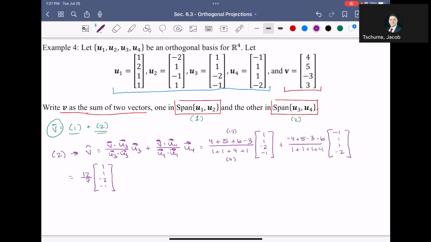All right, just double checking on my work. Whenever I get a bad answer, now I'm second guessing myself, but it all looks good. So then let's see. Negative 4 and 5 is 1. 1 minus 3 is negative 2. Negative 2 minus 6 is negative 8. And on the bottom, that's going to also be 7. So this becomes minus 8 sevenths times my next vector.